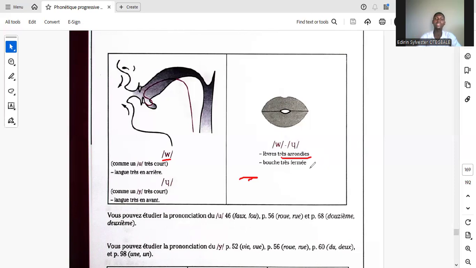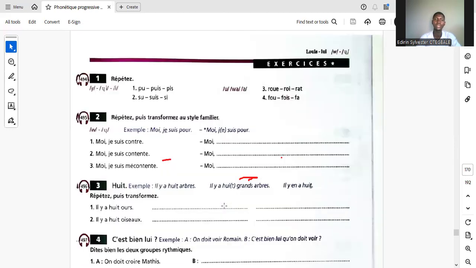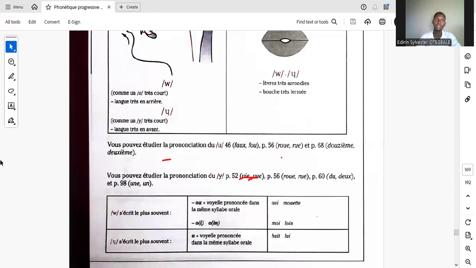Très arrondi is very round, and then you have très fermé for both sounds. They are close to the U. Remember the U we dealt with the other time, and E combining together to form one of these phonemes. So these are the simple explanations of how these phonemes are produced. Having established where and how they are produced, the next thing is to understand what we call the graphy. If you're following the course, we always do this.